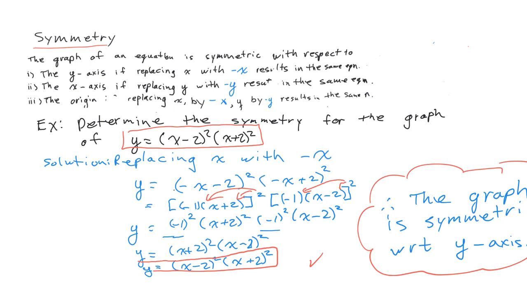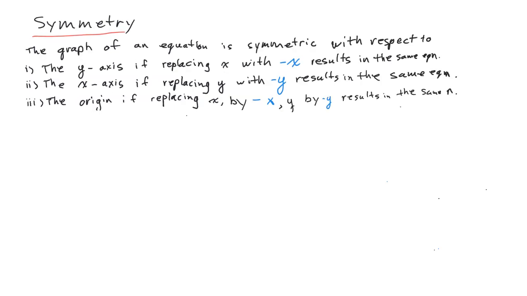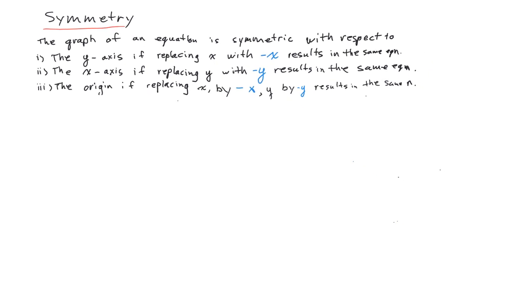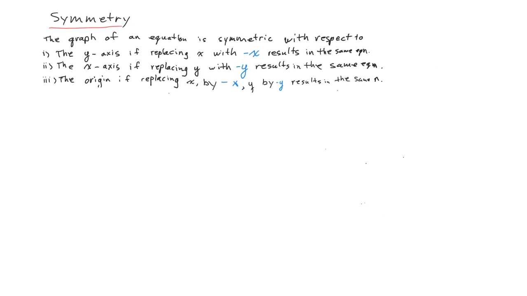So simply, the graph is symmetric. WRT means with respect to the y-axis. What we're going to do now is take a look at the symmetry with respect to the y-axis. So I'm going to take all this information and give you a quick picture of what's happening.